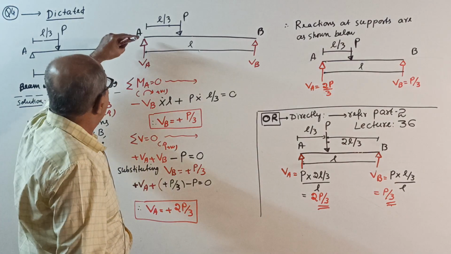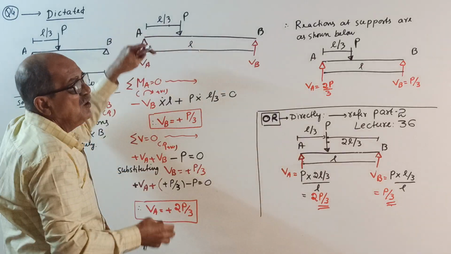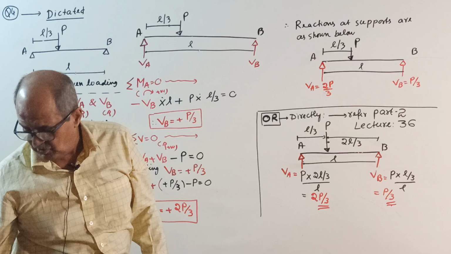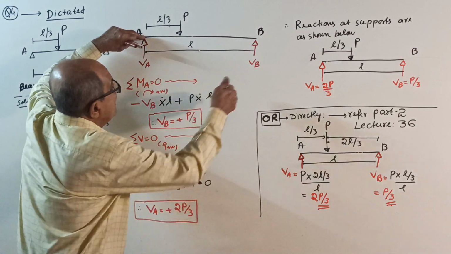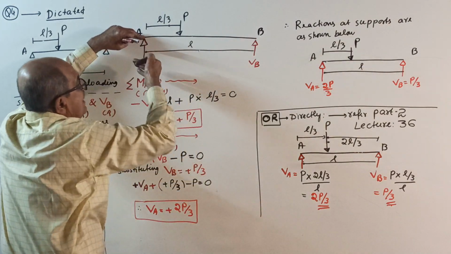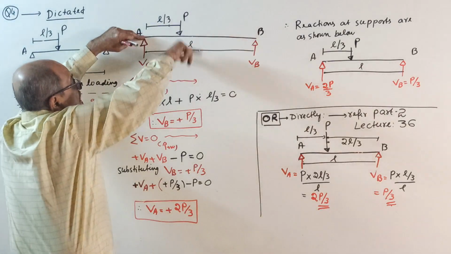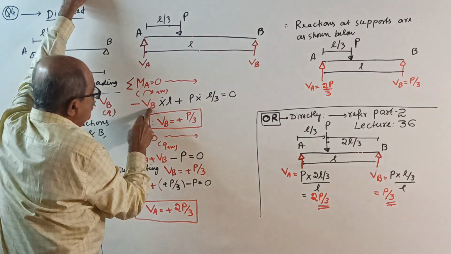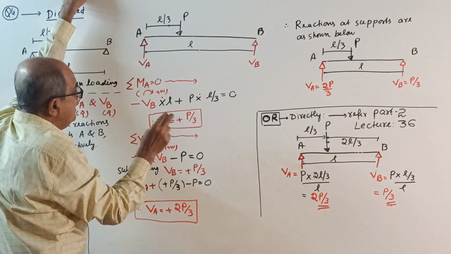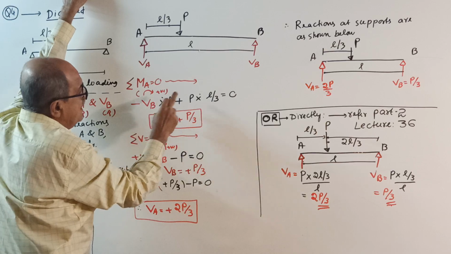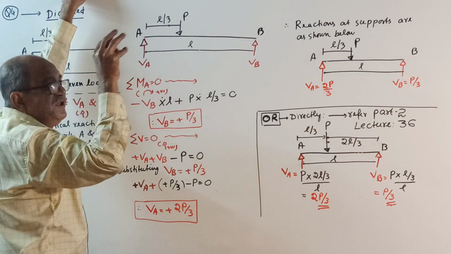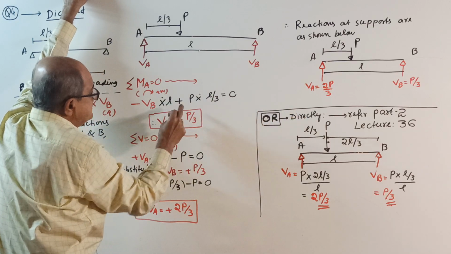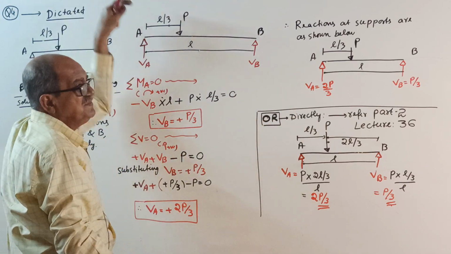When you take moment about A, it is VA into 0. So every class I cannot tell this one. I already told 100 times. Okay, start. So take moment. VB into L, anti-clockwise, plus clockwise. P into L by 3 equal to 0. So this also I will not tell again and again. Minus, see, minus is there, plus is there. This minus, you take that side, become plus. So that VB, L will cancel, VB will become P by 3.